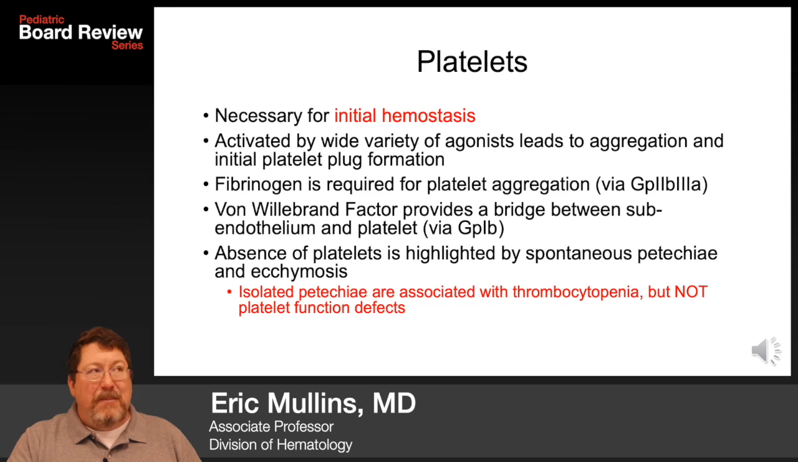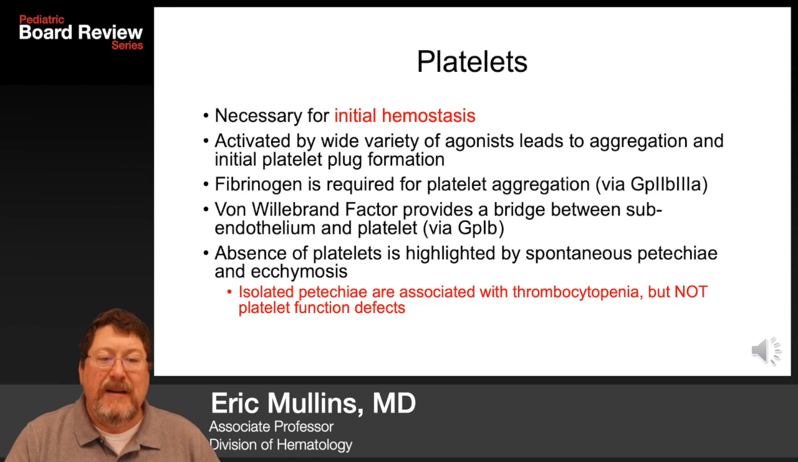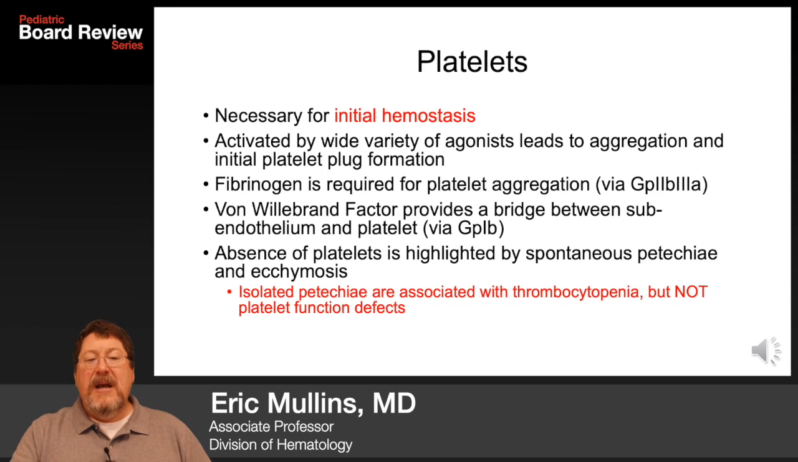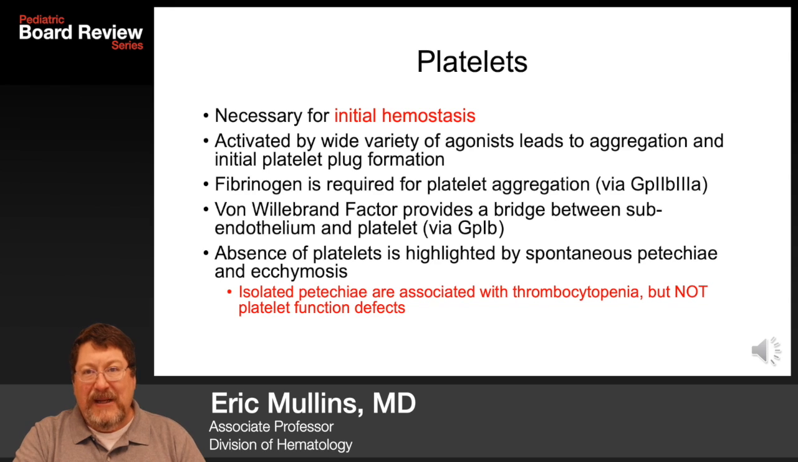So the absence of platelets, and probably most of you have seen an ITP patient at this point in time, is highlighted initially by spontaneous petechiae and ecchymosis. And typically they may have more significant bleeding, epistaxis. They can even have spontaneous intracranial hemorrhage. However, remember that isolated petechiae may be associated with thrombocytopenia, but it's not typically associated with platelet function defects. What do I mean by that? So in patients who have petechiae only and not bruising and not bleeding, that is not indicative of a bleeding disorder unless they have thrombocytopenia.